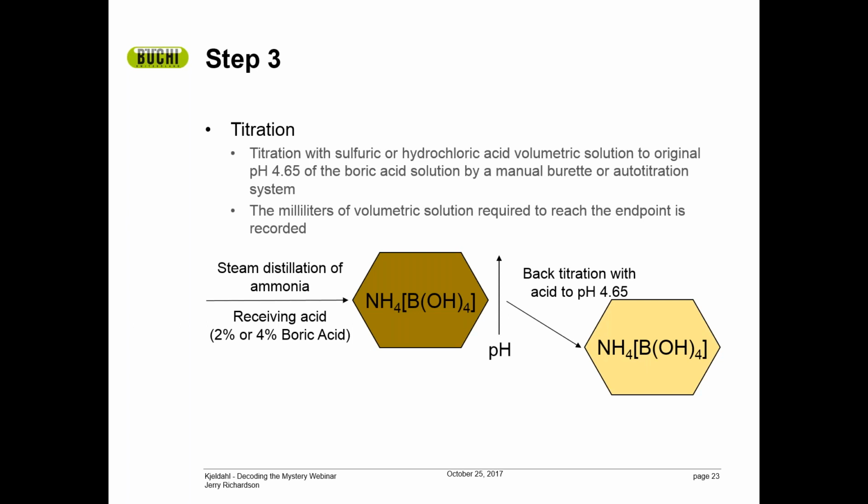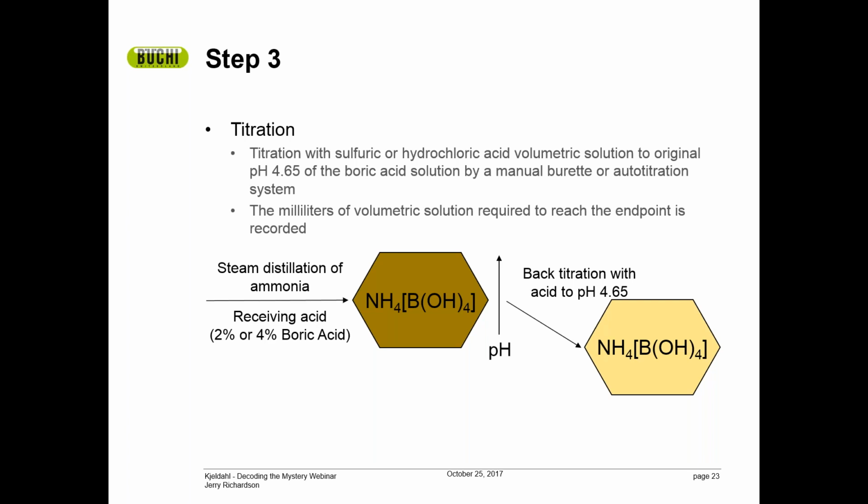Okay, so now we come to the titration. The titration is very simply we're taking the boric acid complex that's holding the ammonia, that's being held now in a 2 or 4% boric acid solution, and what we're doing is we're back titrating to a start point. Usually it's set to 4.65.